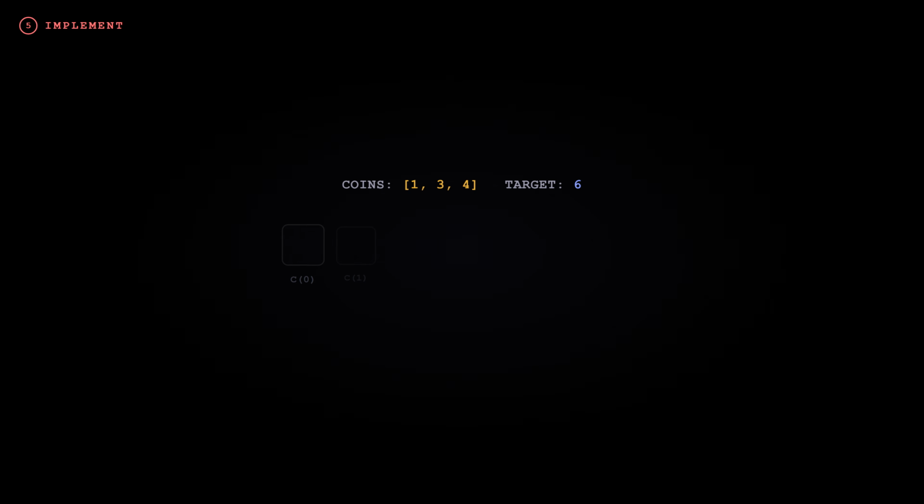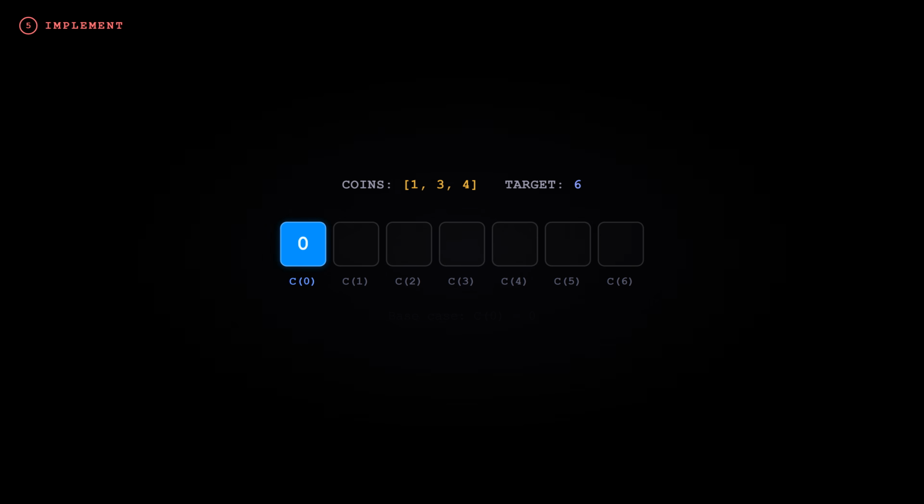The key insight here is that we need to solve our subproblems in the right order, meaning every subproblem we depend on should already be solved before we get to it. For this problem, the order is super straightforward. We just go left to right from C of 0 up to C of 6. We start with C of 0 equals 0. Then, for each amount from 1 to 6, we try every possible coin and keep the best result.